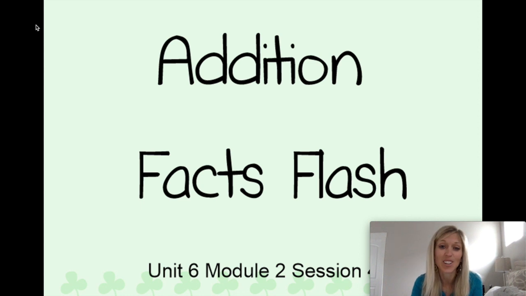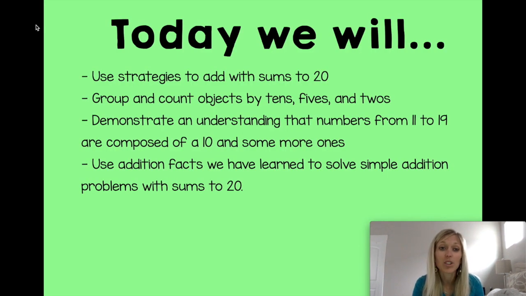Okay, let's get started. So today we will use strategies to add with sums to 20. We're also going to group and count objects by tens, fives, or maybe even twos. And we're going to demonstrate an understanding that numbers from 11 to 19 are composed of a 10 and some more ones. And we're going to talk about 10 and some more again, like we learned a couple lessons ago. And then the last thing we're going to do is use addition facts that we have learned to solve simple addition problems with sums to 20.